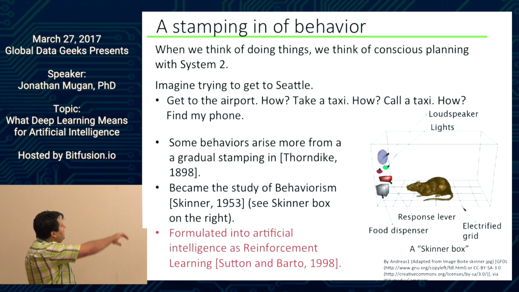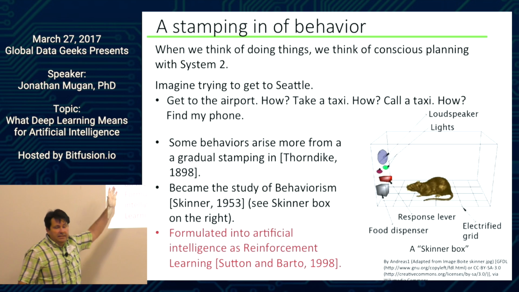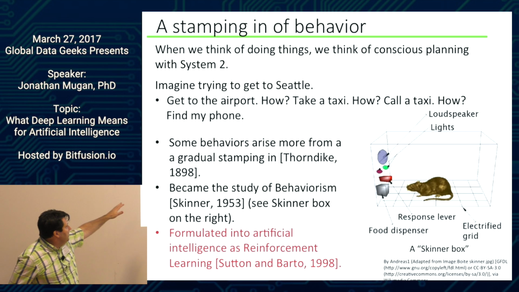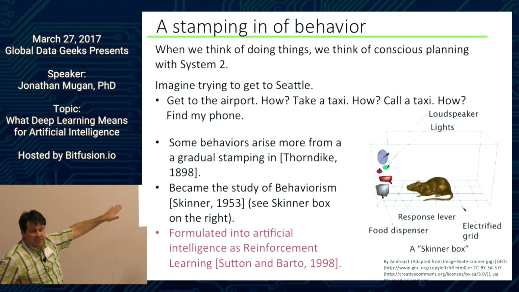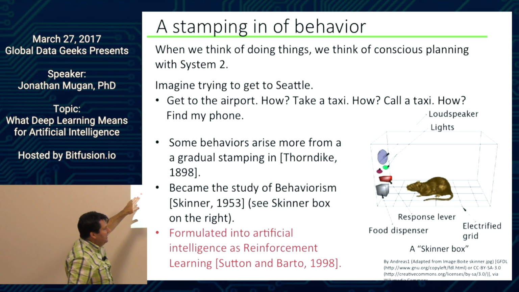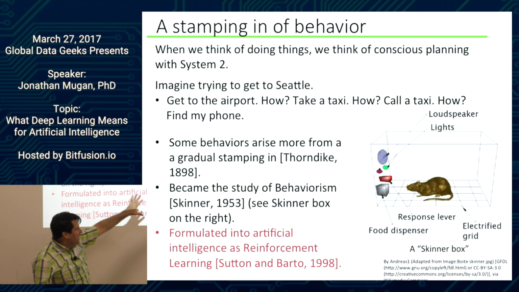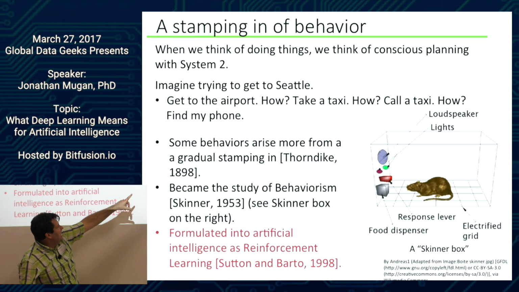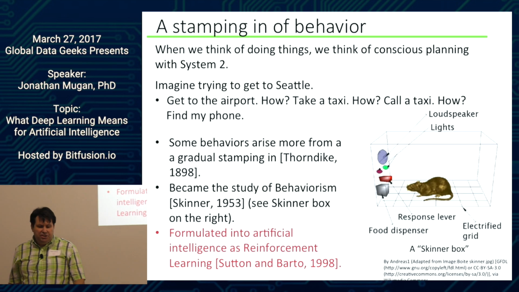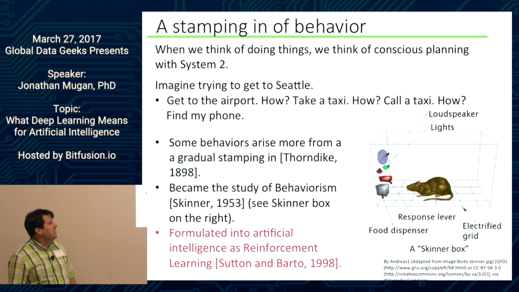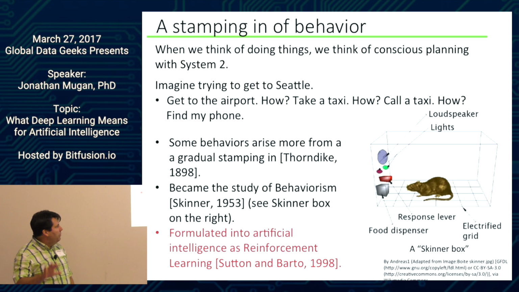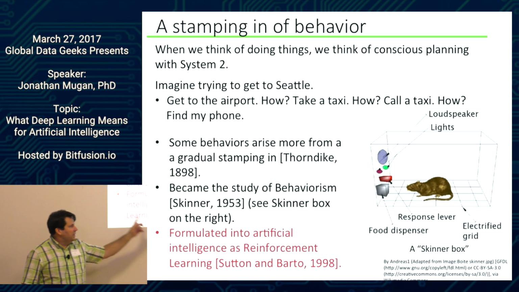But a lot of action is really a gradual stamping in, as Thorndike said in 1898. And this gradual stamping in of behavior was created as behaviorism in psychology, and that raged through psychology in the middle of the 20th century with Skinner and the Skinner box. A large part of what they studied in psychology for a long time was under what conditions would the rat press the lever, and how long would it press the lever, and how could you change the world such that it would press the lever a little less, all these kinds of reinforcement schedules. And this got encoded into computer science for robots in something called reinforcement learning.